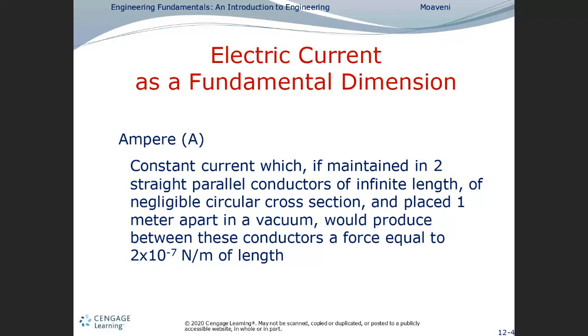But anywho, current, constant current, which if maintained in two straight parallel conductors of infinite length of negligible circular cross section and placed 1 meter apart in a vacuum, would produce between these conductors a force equal to 2 times 10 to the minus 7 Newton per meter of length. What does that all mean? Well, I like to draw it out. And for all of you that have had circuits, remember this is intro to engineering, so don't be too hard on me if it looks funny.